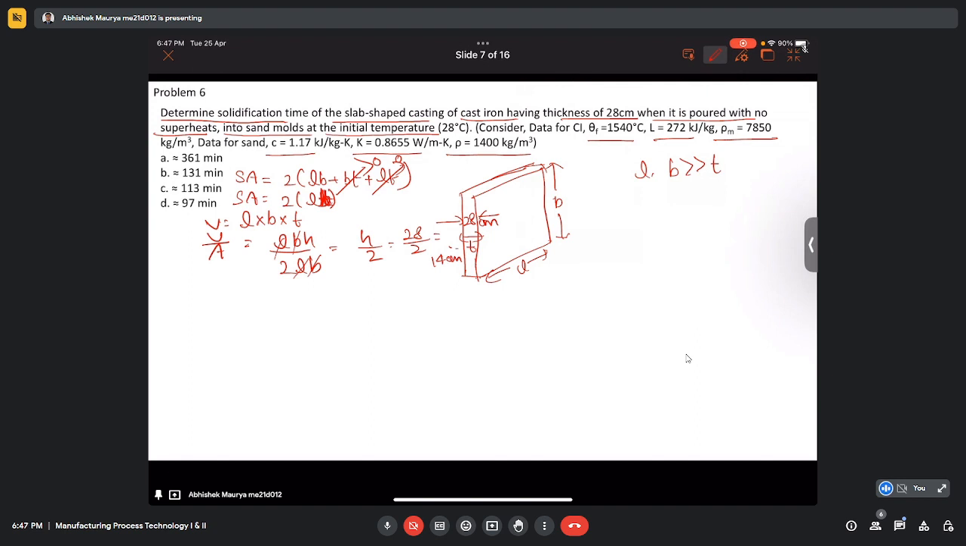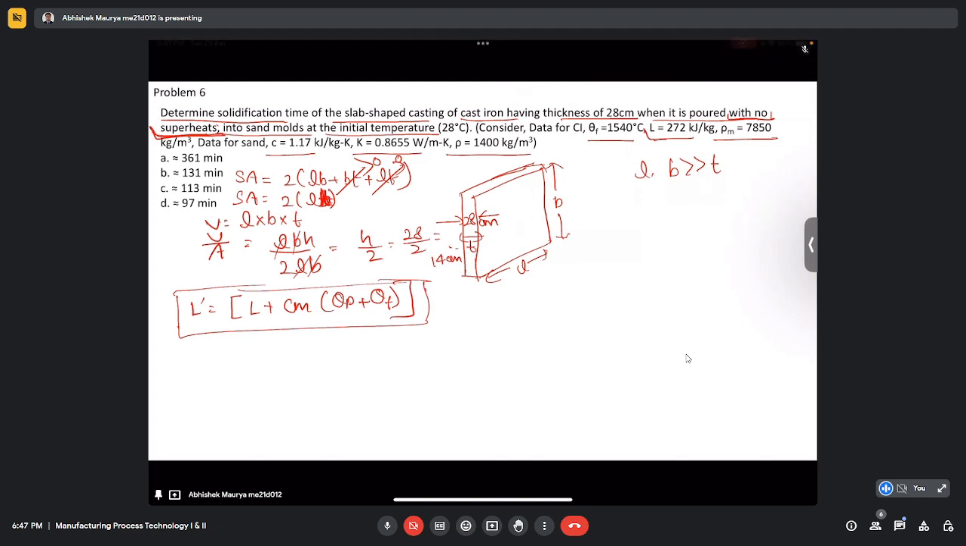Here one more condition is given, no superheat. So for the no superheat case, we have to find out the effect of the latent heat. This is the relation you might have seen in the lecture. If we want to see the effect of the superheat on the latent heat, then this relation is given.